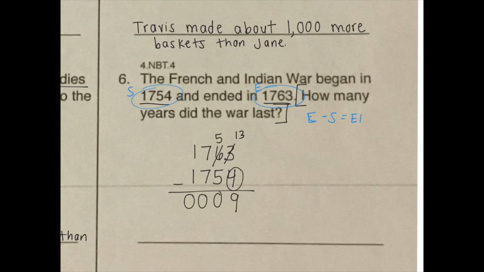5 minus 5 is 0, 7 minus 7 is 0, 1 minus 1 is 0. I know if I have any numbers to the left, I can cross them out. And my answer is 9 years. I can circle that. Don't forget to write a sentence.